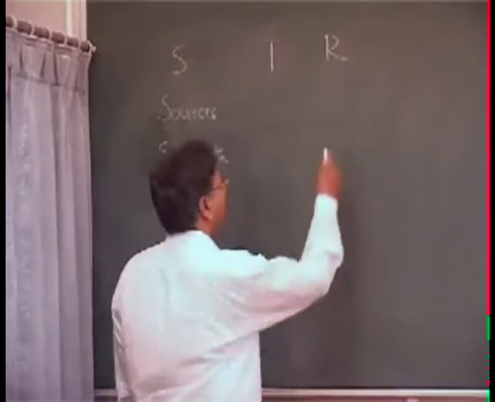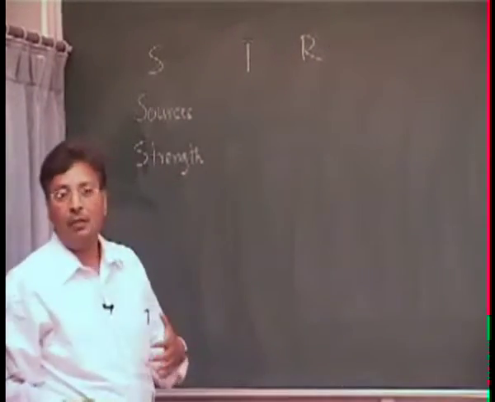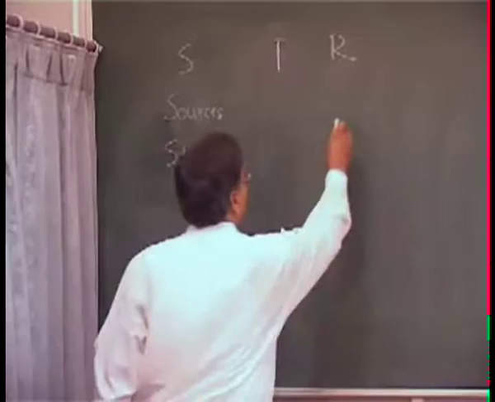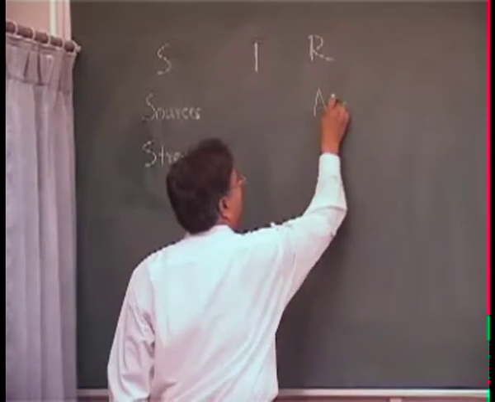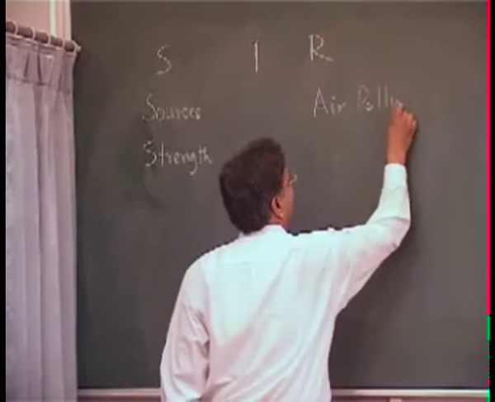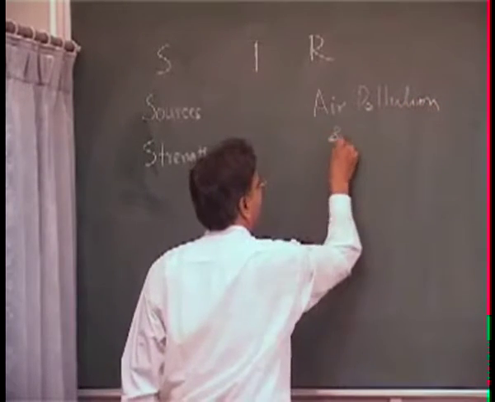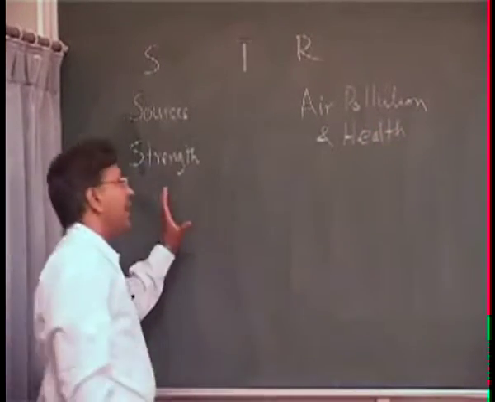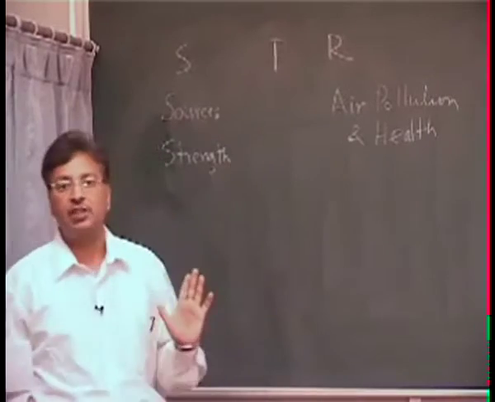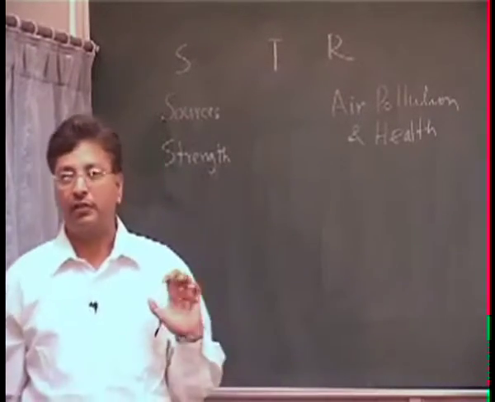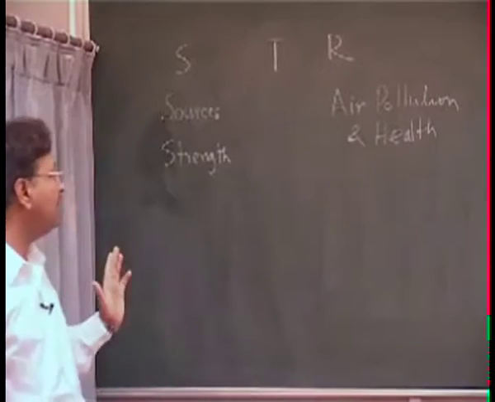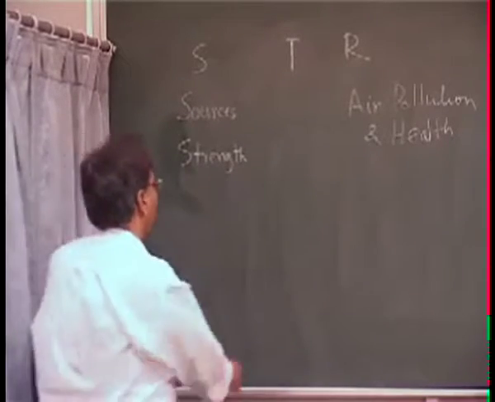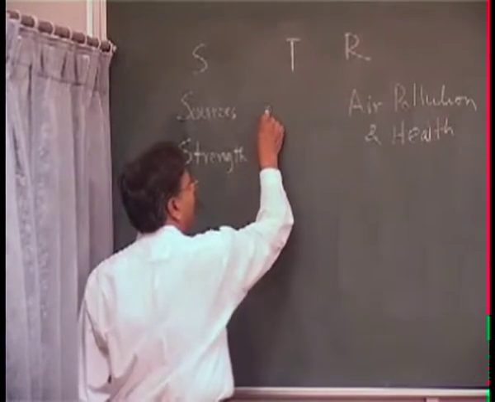And you recall, we also talked about the receptors, especially from the health point of view, how people are affected. Air pollution and health. To connect these two, we need to understand the transport of the pollutant. And if you recall, we said the study of transport of the pollutants in the air is called meteorology. So our focus in coming lectures will be on the transport.